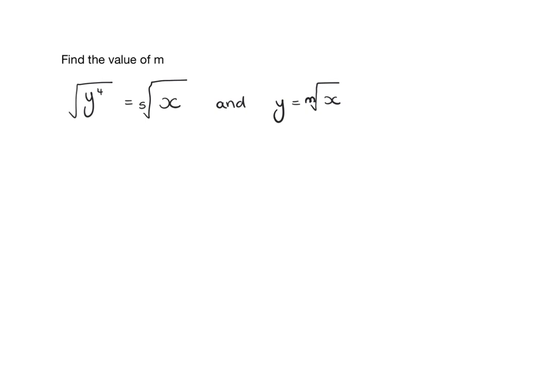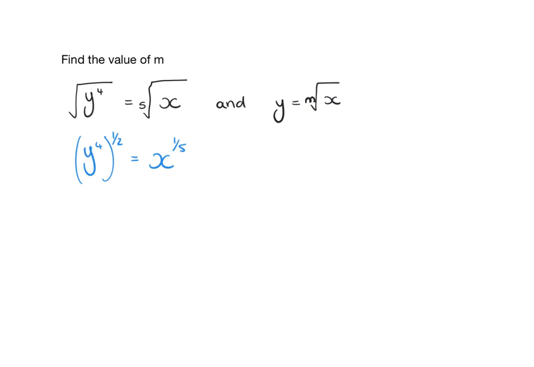roots. So we know that a square root is the same as to the power of a half. So I can actually write this as y to the power of 4 to the power of a half. And then my fifth root I can write as to the power of 1/5. Now I'm going to use my index rules and just simplify the left-hand side.